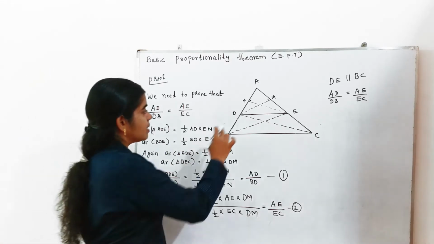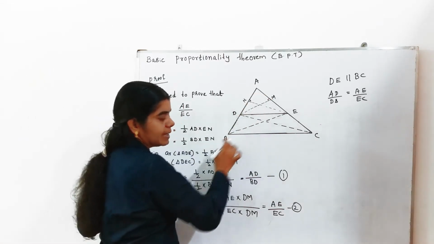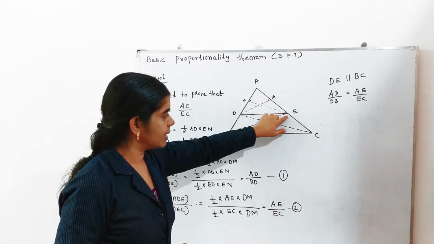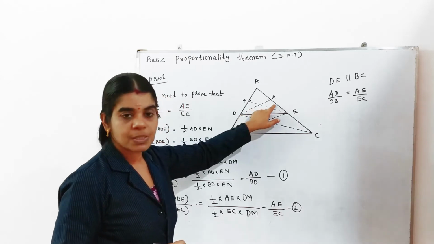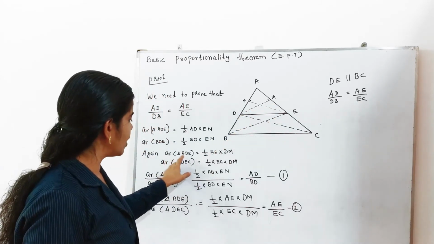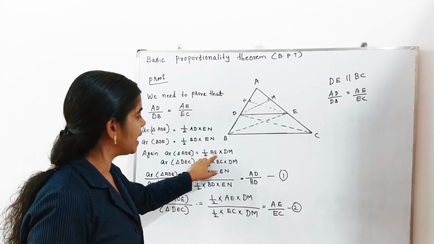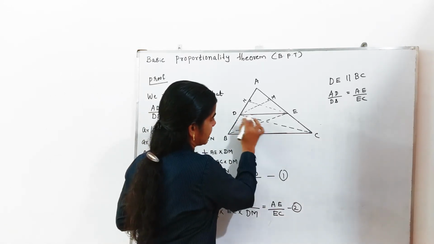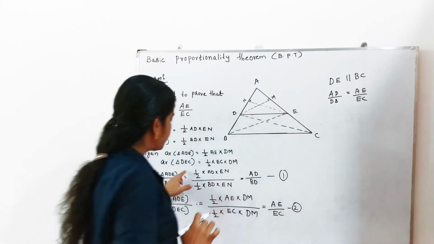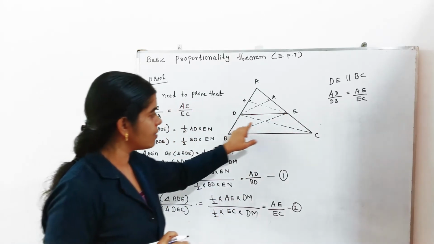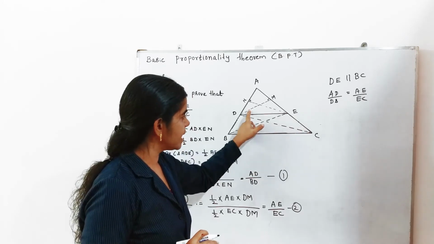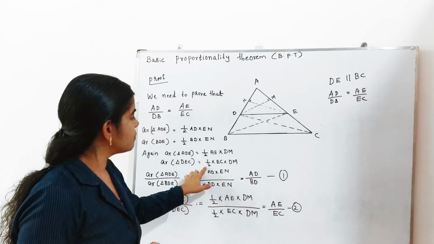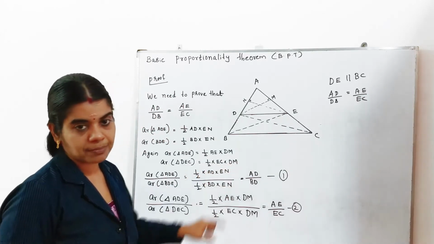Again, I already told, ADE we can find out its area once again. Here the base we are taking is AE and DM will be its perpendicular. Again we are writing the area of the triangle ADE is equal to half into AE into DM. Then we want to take the area of this triangle DEC. Area of the triangle DEC is equal to half into EC into the same height. DM will be the height of this triangle also. Half into EC into DM.